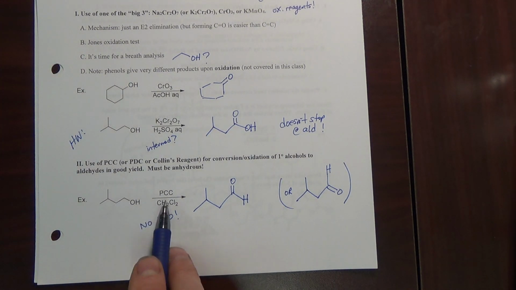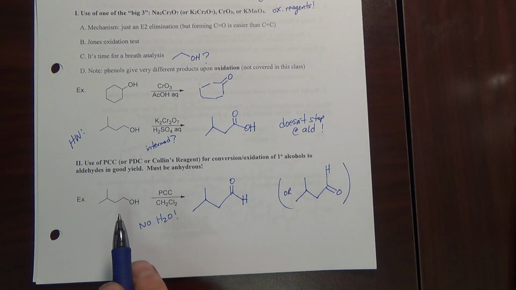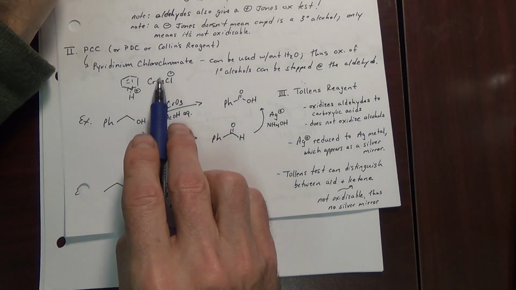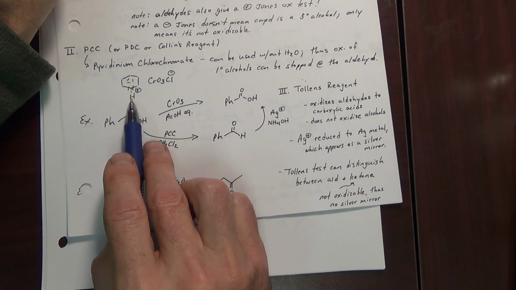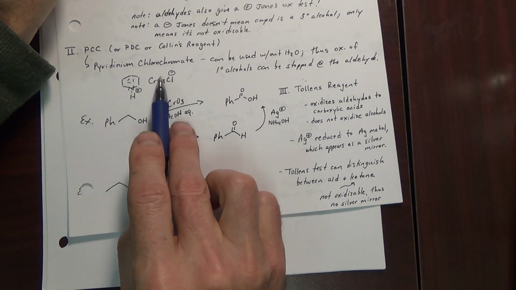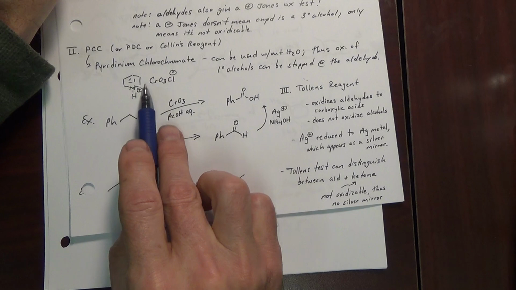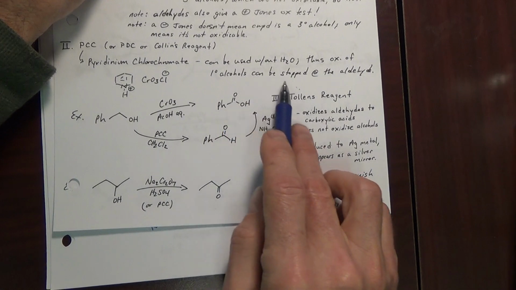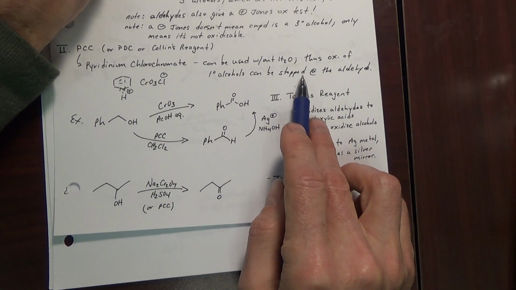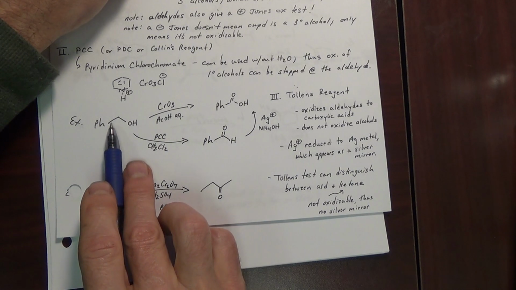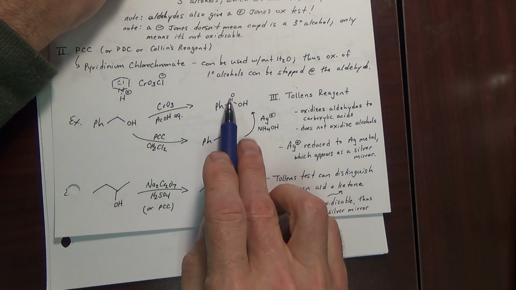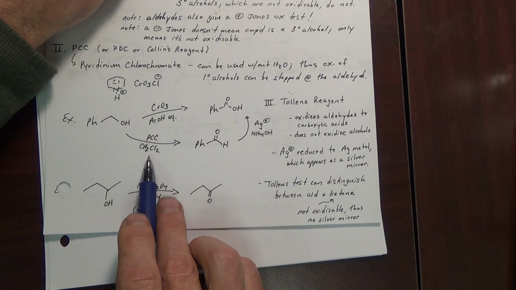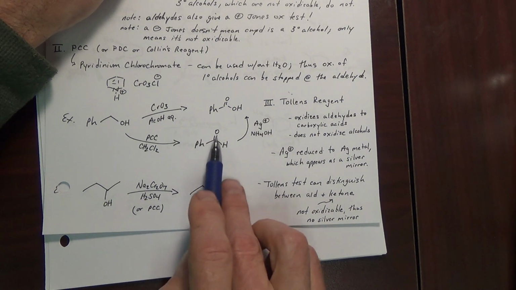PCC is pyridinium chlorochromate. That's actually shown on the other page. It's a complex ion and it's a pyridinium cation. But it is soluble in organic solvents and can be used without water. Thus, primary alcohols can be stopped at the aldehyde. And this illustrates a difference. If you take benzyl alcohol with one of the big three, you're going to get benzoic acid. But if you oxidize it with PCC, in a dry solvent such as dichloromethane, you're going to get the aldehyde, benzaldehyde.